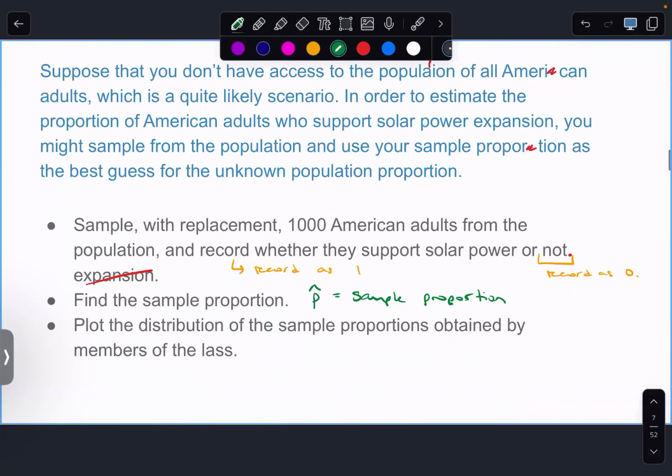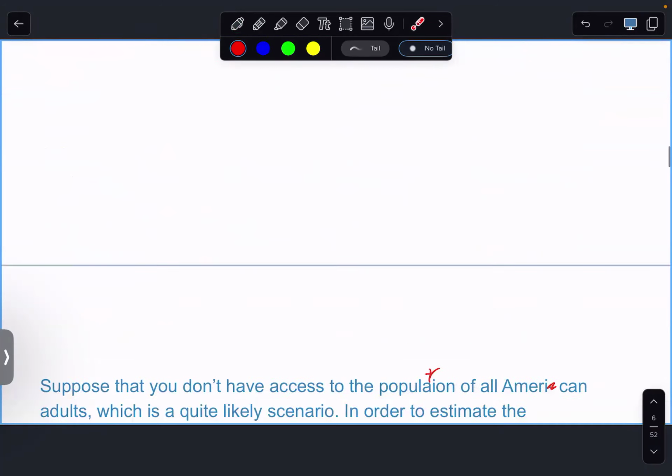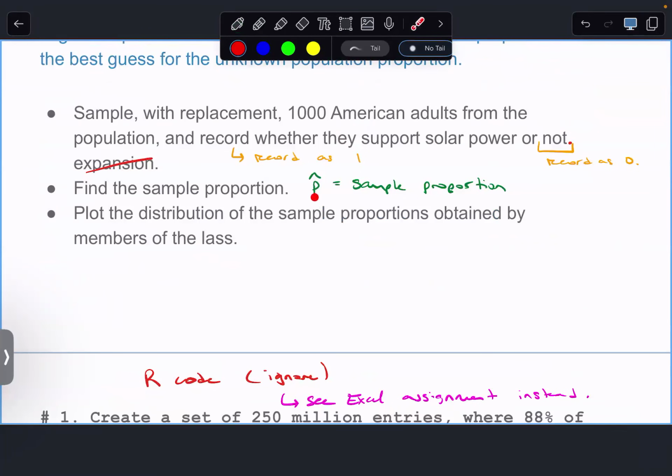So a little hat on a p, whereas lowercase p with no hat is the population proportion. We need to keep those separate, because we use the sample proportion to try to learn about the population proportion that we don't actually know. In this kind of illustrative example, we do pretend to know it, but in general, we don't. So the sample proportion is going to be the sum of the records divided by 1,000, because you had 1,000 records.